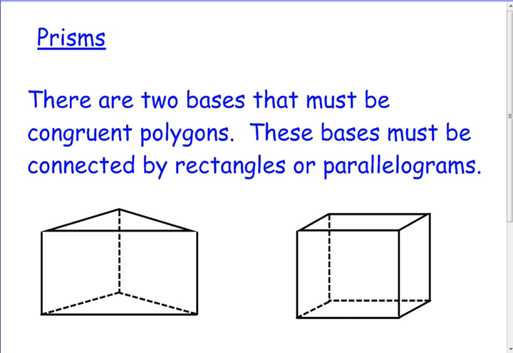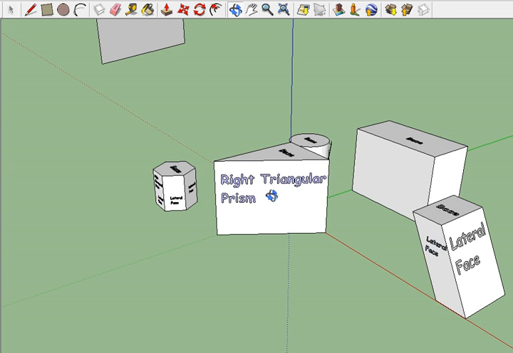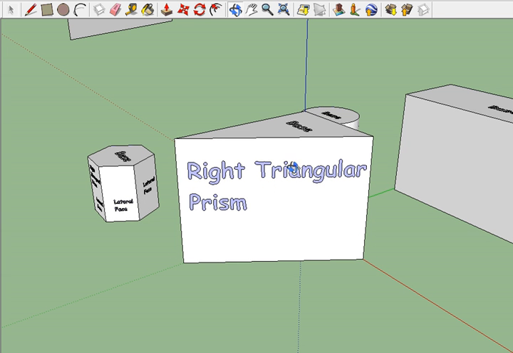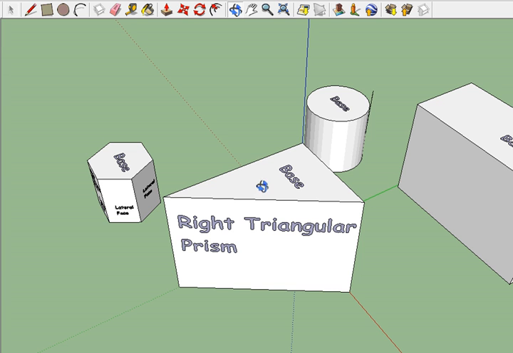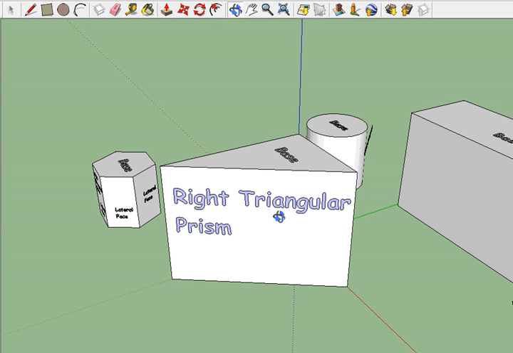So what I did is I created a little 3D model here of a bunch of different prisms and some non-prisms. Let's zoom in and look at this one first. This is the right triangular prism. The reason it's a triangular prism is because the top and bottom, the bases, are triangles. And the word right is because it's straight up and down. All of the sides here are rectangles, so right because there are right angles in all the corners on these sides.